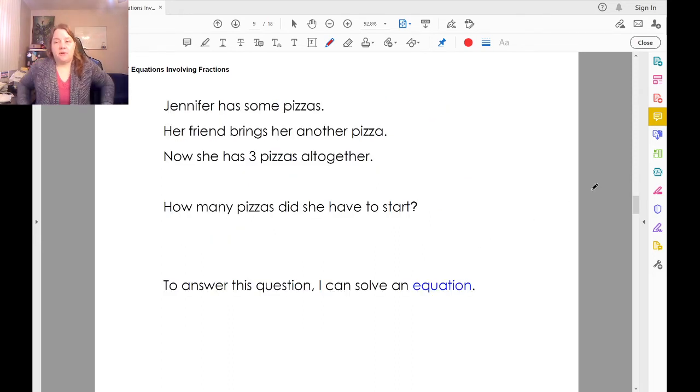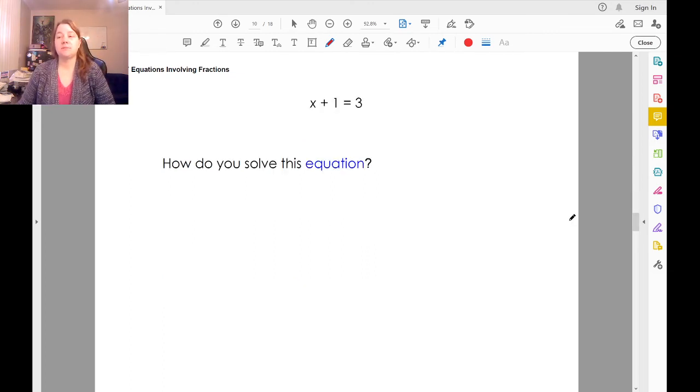So we have Jennifer, who has some pizzas. Her friend brings another pizza. Now she has 3 pizzas altogether. How many pizzas did Jennifer have to start? We can solve an equation to answer this. So our equation is x plus 1 equals 3. X is the number of pizzas that Jennifer had, plus her friend's 1 equals 3 total.